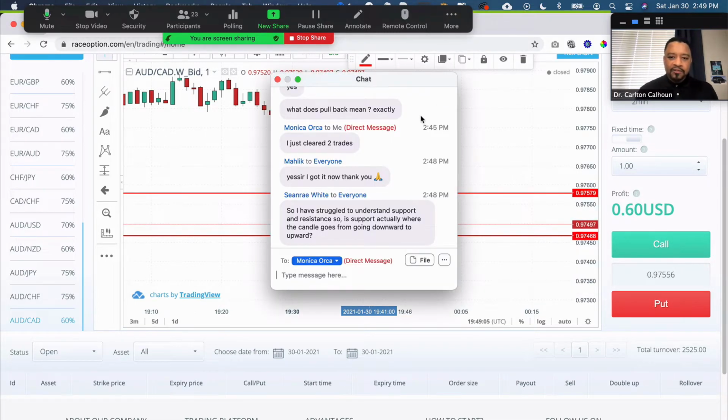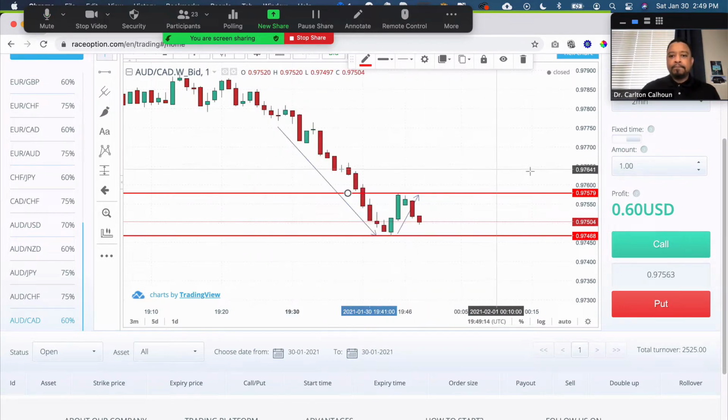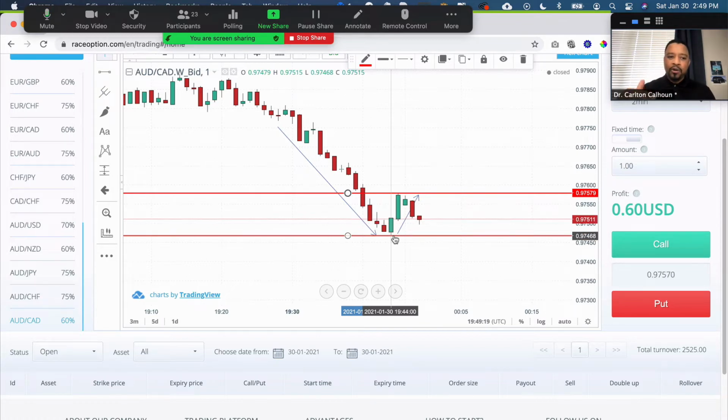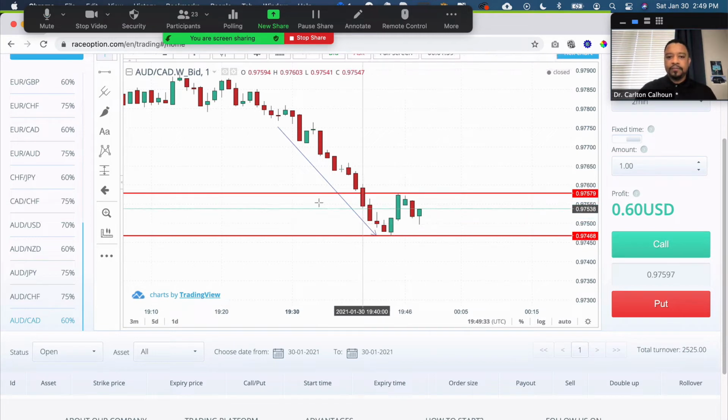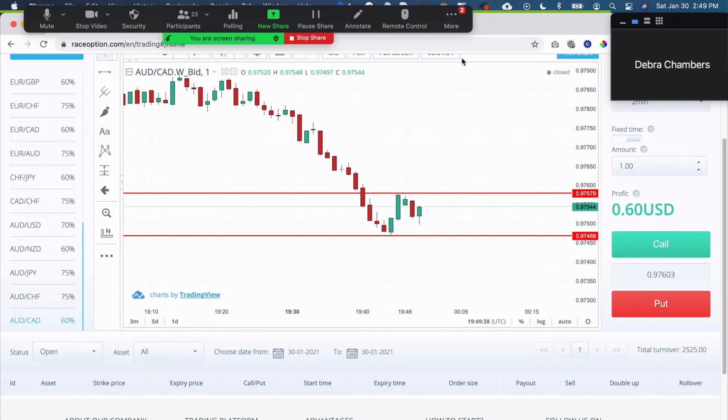All right, question. I've struggled to understand support and resistance. So is support actually where the candle goes from going downward to upward? Yes, you could look at it like that. To keep it simple, support is a floor. Resistance is a ceiling. It came down to the floor and reacted or reversed. When it got to this ceiling, it reversed again. Absolutely.